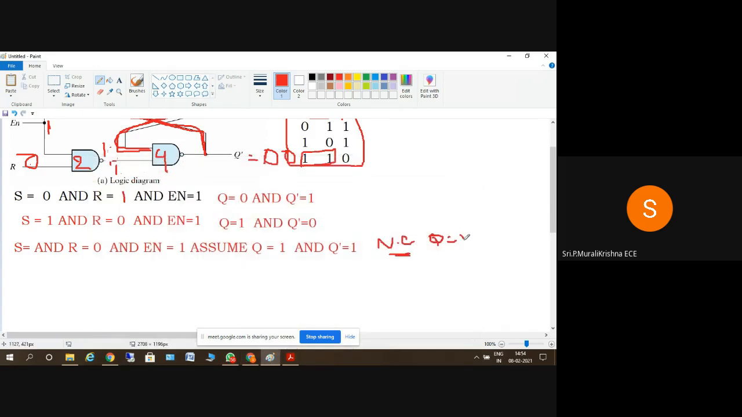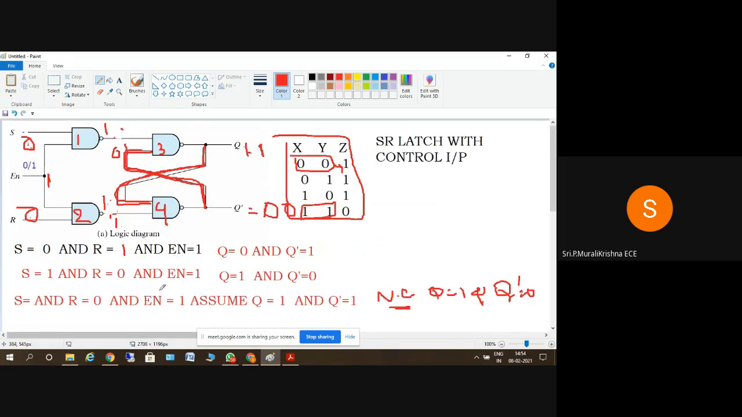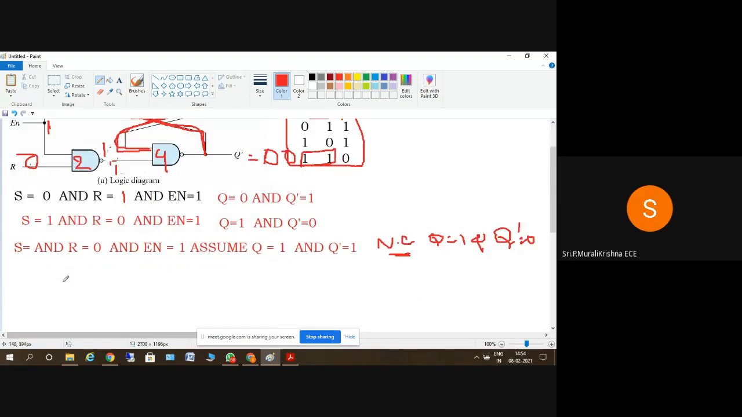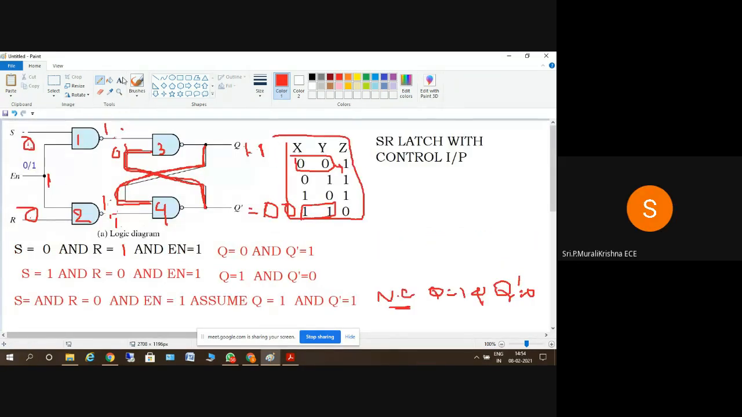So Q is equal to 1 and Q bar is equal to 0. Clear? Yeah, sir. Okay, the three cases are done, and when S is equal to 1 and R is equal to 1, we'll get a forbidden state.